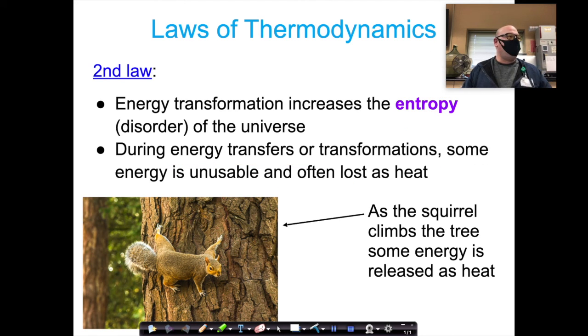So, when our squirrel friend here climbs a tree, his muscles get warm, and we lose some of that in the form of heat. Now, we often think of this heat as only being in animals, like body heat. Reptiles, snakes, and insects, they don't have body heat. That's not necessarily true.